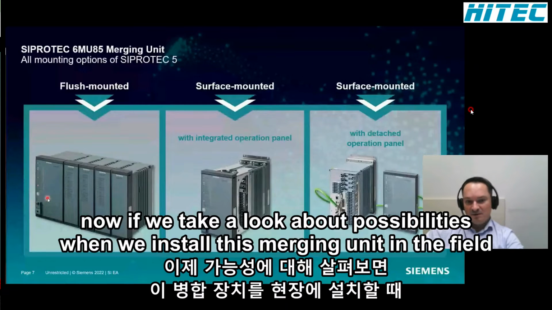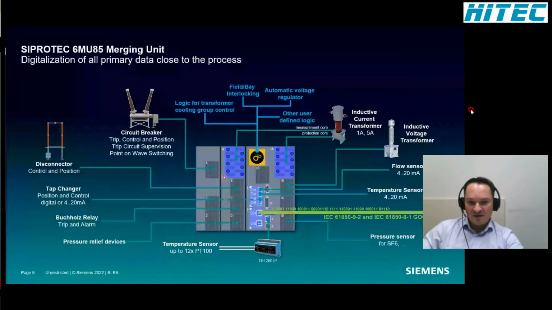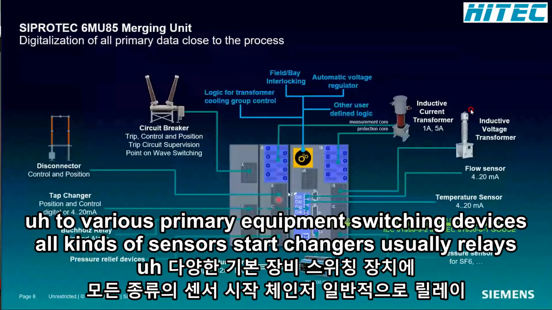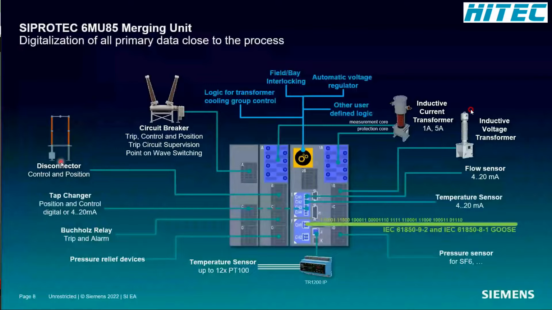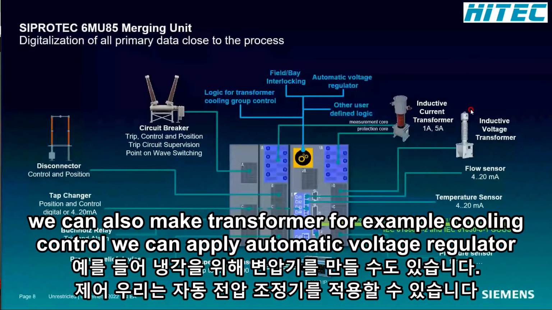Now, if we take a look at the possibilities when we install this matching unit in the field. Our matching unit provides an interface to various primary equipment: switching devices, all kinds of sensors, tap changers, Buchholz relays. We can also realize additional user logic inside for field and bay interlockings. We can also make transformer cooling control, for example.